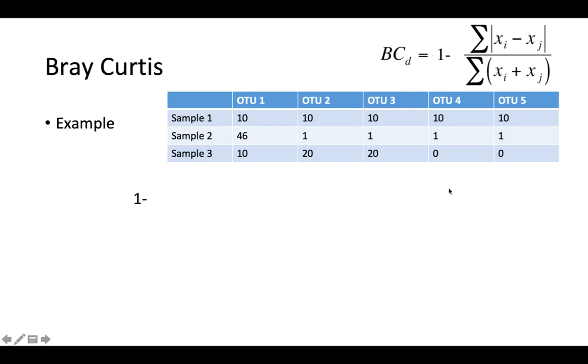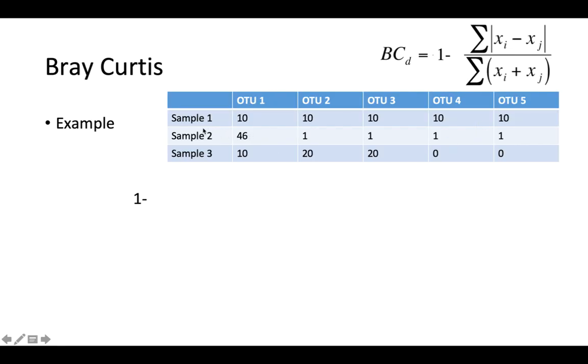So what does that look like in practice? Here's a table, an OTU table. Hopefully you're starting to get a little bit familiar with this format. Here are all the samples in the rows, sample 1, sample 2, sample 3, and here are 5 different OTUs that were found within those samples across the columns. OTU 1, 2, 3, 4, and 5.